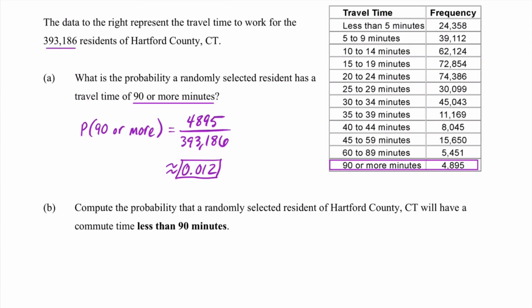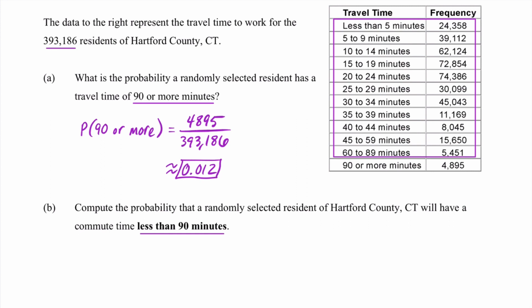Now part B is asking us to build on to part A a little bit. We're asked to compute the probability that a randomly selected resident of Hartford County will have a commute time less than 90 minutes. Less than 90 minutes, of course, creates multiple categories. It's all the categories besides the 90 or more minute mark. So we could find the probability that a randomly selected person drives less than 90 minutes by adding all those frequencies up and then dividing by our total.